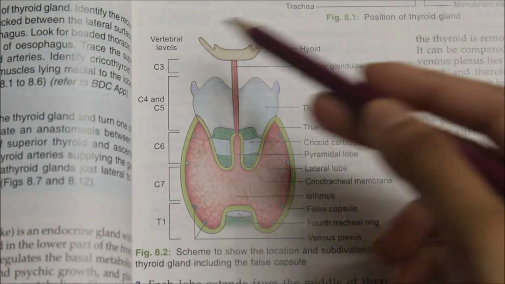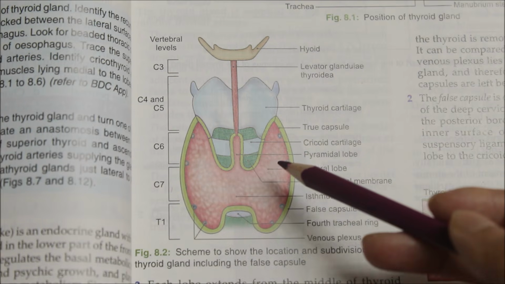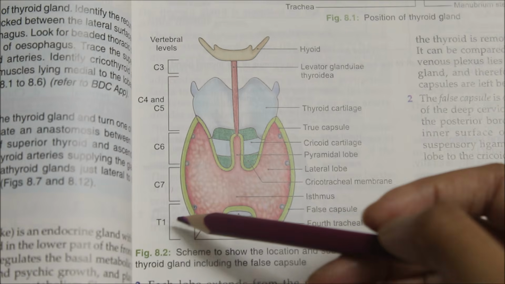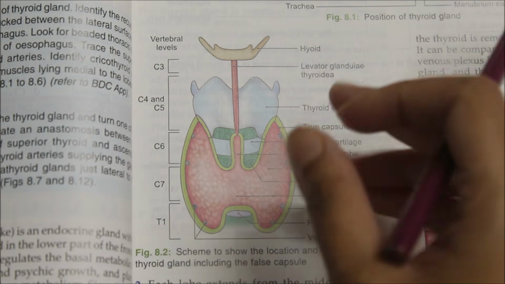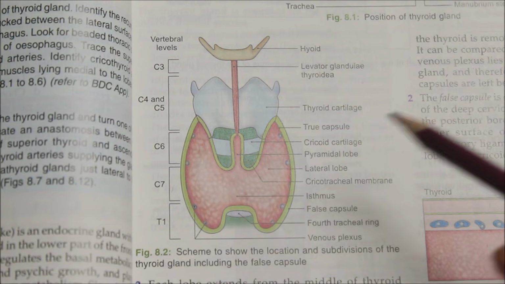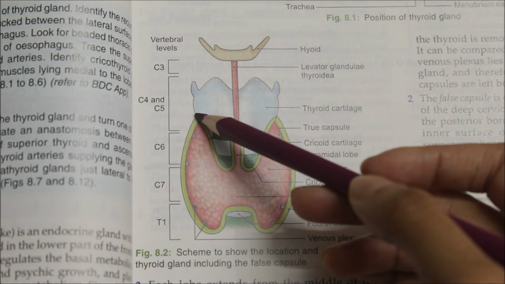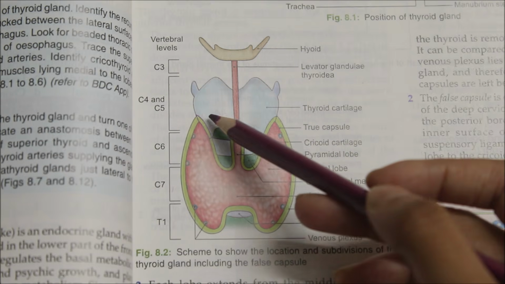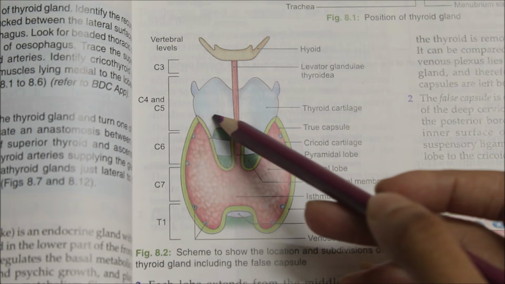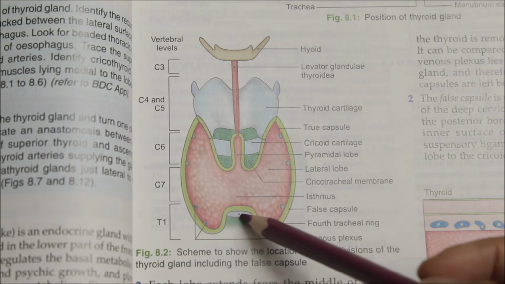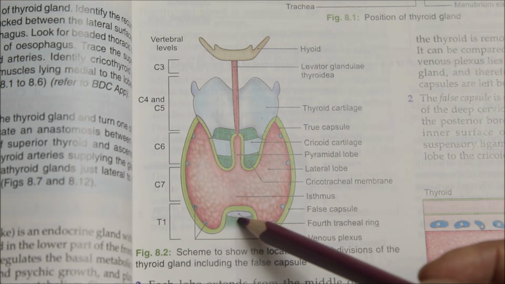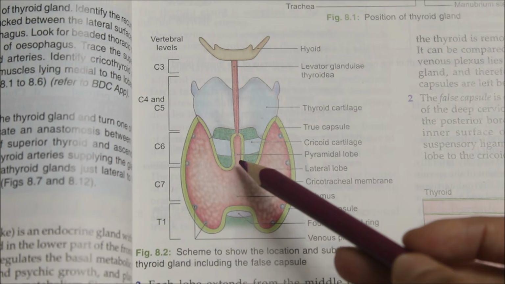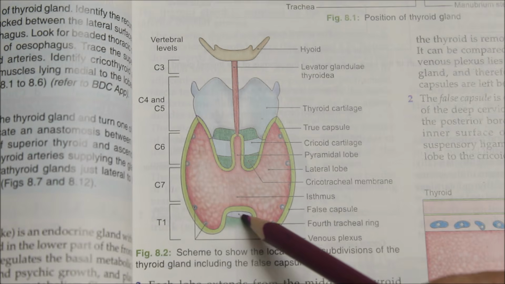Now looking at the situation and extent of the thyroid gland, the gland lies against the C5 to T1 vertebrae, embracing the upper part of the trachea. Each lobe extends from the middle of the thyroid cartilage. As you can see right here, this is the thyroid cartilage, and each lobe extends from the middle of the thyroid cartilage to the fourth or fifth tracheal ring, as you can see right here. The isthmus, that is the area right here, extends from the second to the fourth tracheal ring.